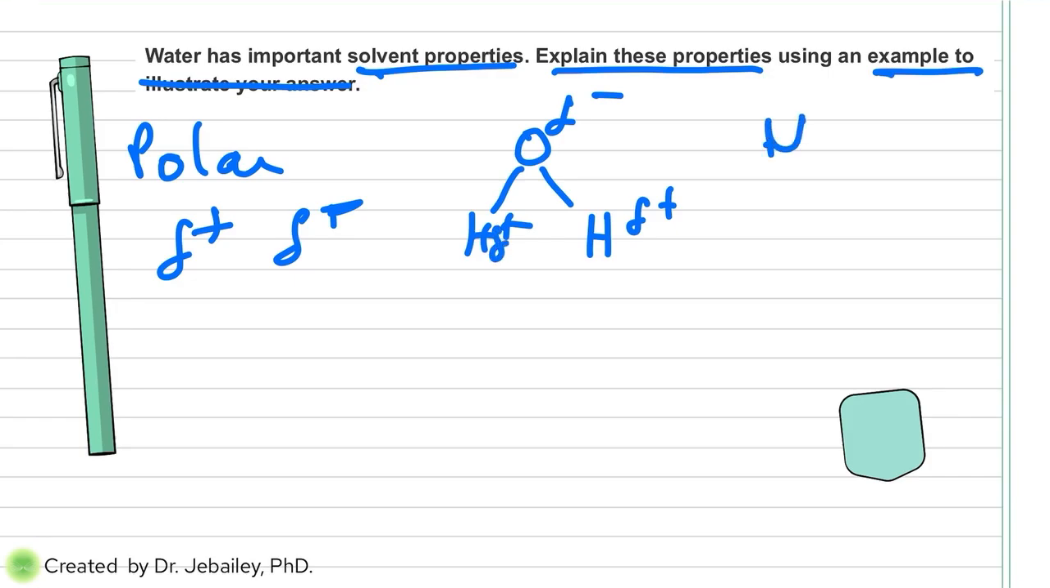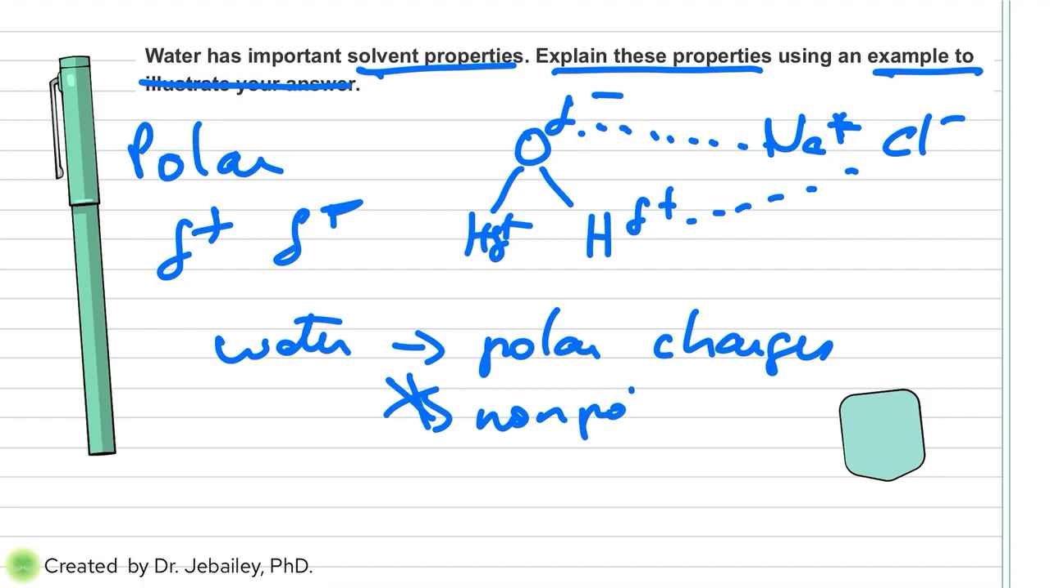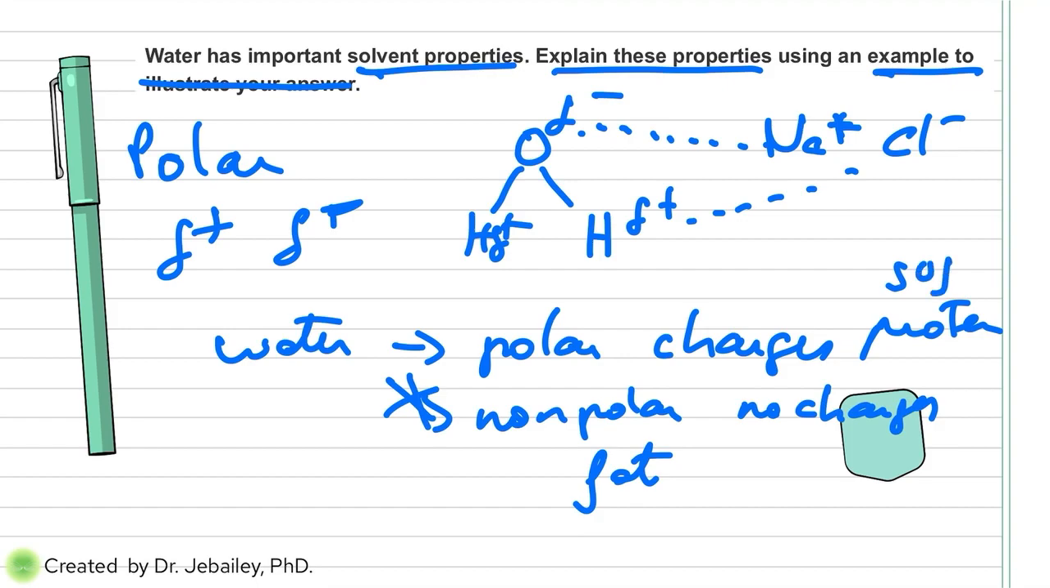And then you can talk about salt, where sodium is positive while Cl is negative, and you can just put a dotted line. Basically, this is going with that, and this one is going with this. So you can also talk about how water mixes with other things that are polar, which means they have to have charges. And you can say that it does not mix with non-polar, which have no charges, and give examples such as fat. So it does not mix with fat, but it does mix with protein because proteins have charges, as does sugar. So these are just examples when you talk about solvent properties.